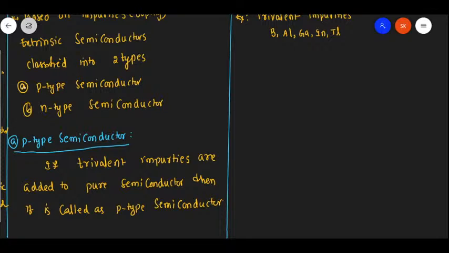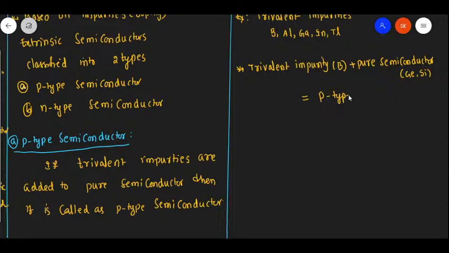Now I will explain very simply. For example, I am taking the trivalent impurity boron. If this is added to the pure semiconductor, what is an example of a pure semiconductor? Germanium or silicon. Then what will you get? You will get the p-type semiconductor. If a trivalent impurity is added to the pure semiconductor, then that is called the p-type semiconductor.